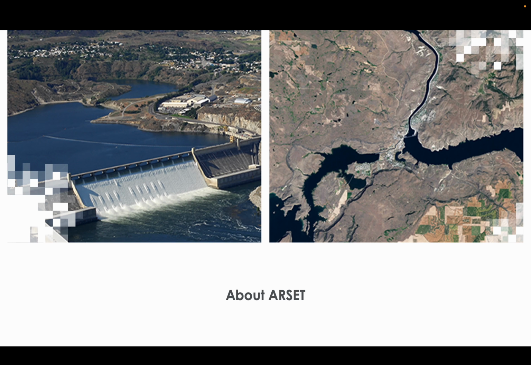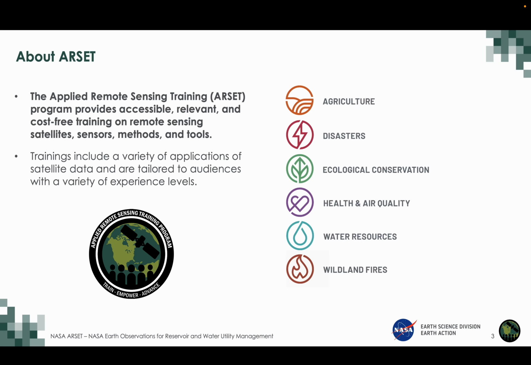We will start with a brief introduction to the Applied Remote Sensing Training, or ARSET, program. ARSET provides cost-free training on the use of satellite and Earth system model data for applications across various thematic areas including agriculture, disasters, ecological conservation, health and air quality, water resources, and wildland fires. ARSET trainings are tailored to audiences with a variety of experience levels, from introductory to advanced.